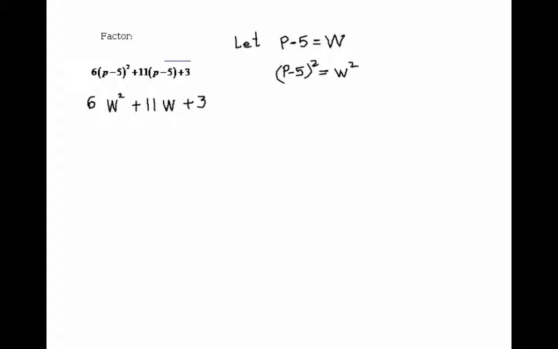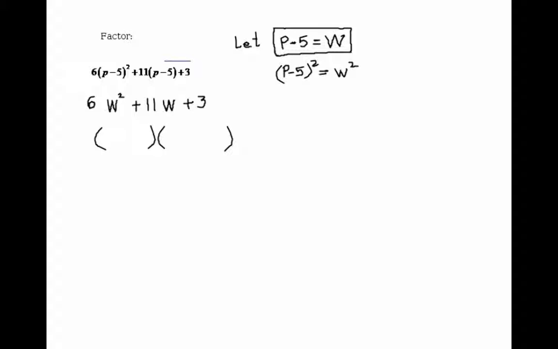Now you see I'm forcing this to be a second order equation now. It's not a first order equation anymore. So if I factor this, then I can go back and substitute for every w its corresponding value in terms of p, then I would have my factored form in terms of p.